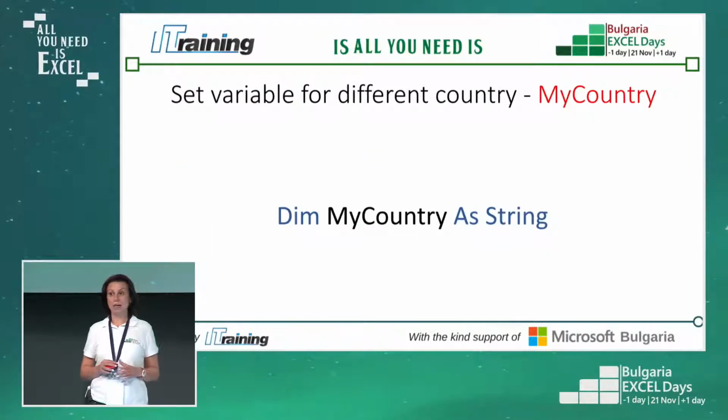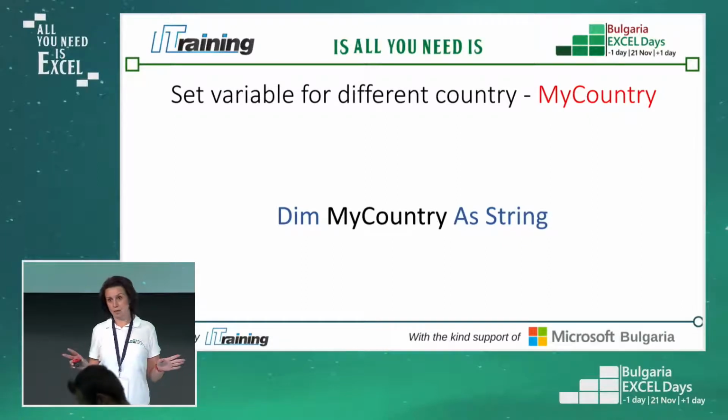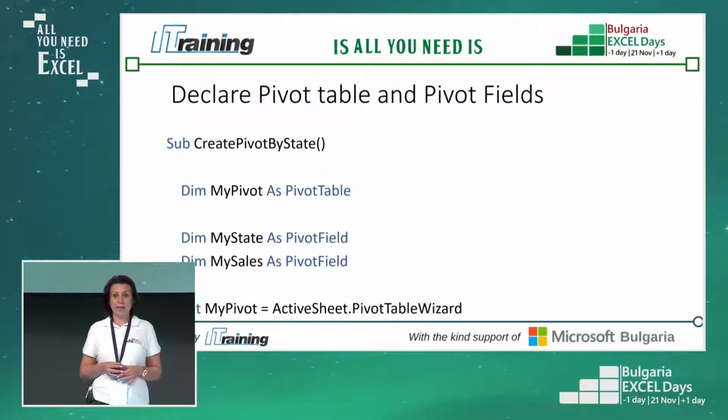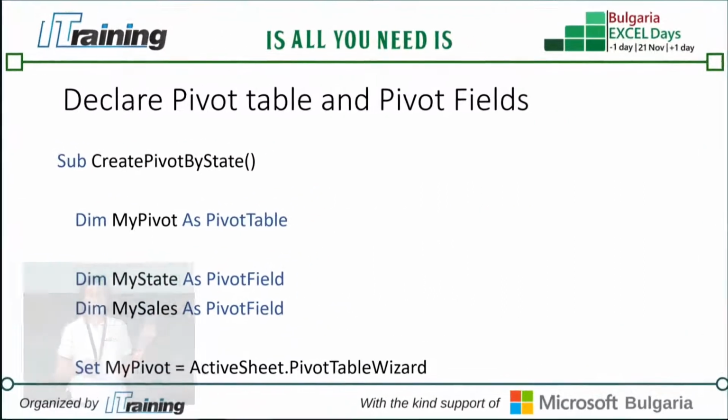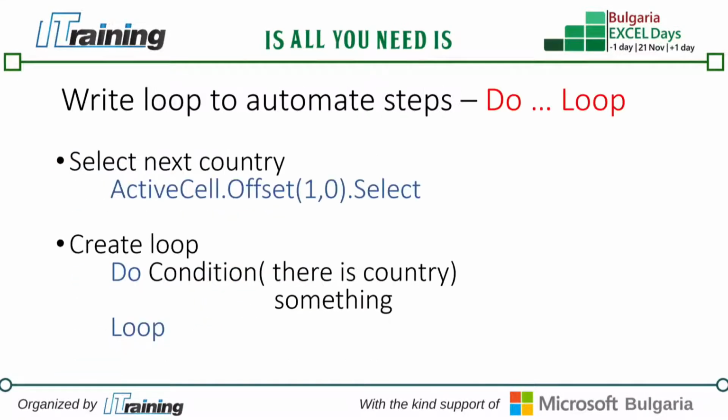After that, I will set the variable, and the variable name will be my country. It will be a simple string. And this will be the pivot table code. I will write it for you in a minute. So the loop must include just selecting the next country and doing the same.